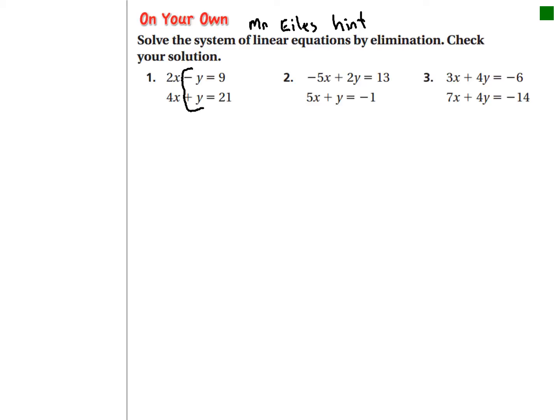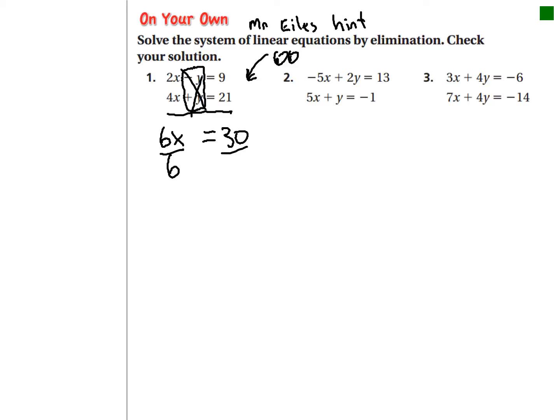If I'm going to work with a negative y and a positive y, if I add them together, will it cancel out? Yep. The first thing you want to do is have them cancel out. How are we going to get them to cancel out? By adding, because they're already opposites. So 2x plus 4x is 6x, negative y plus y is 0, and 9 plus 21 is 30.